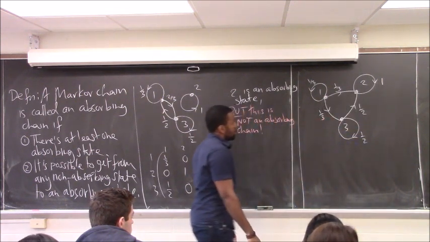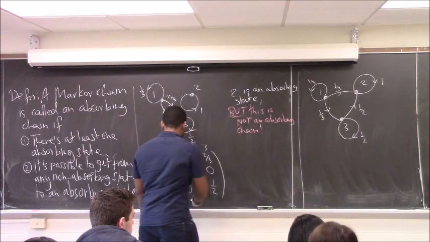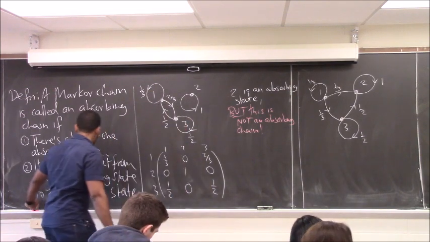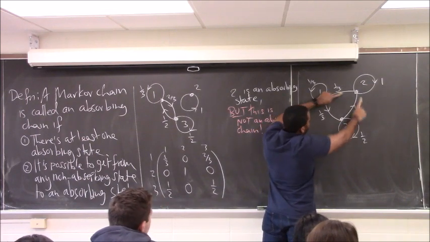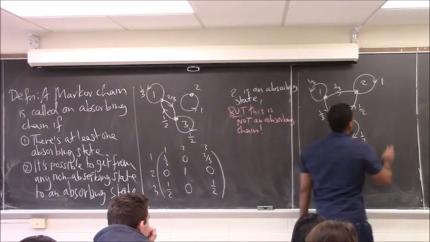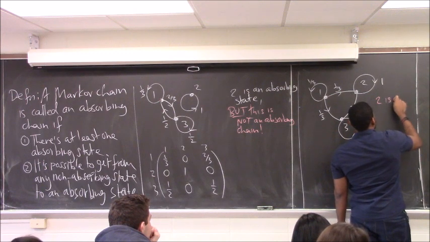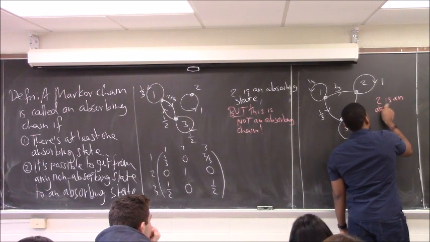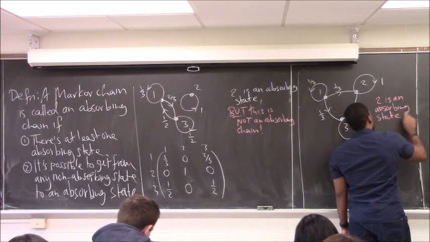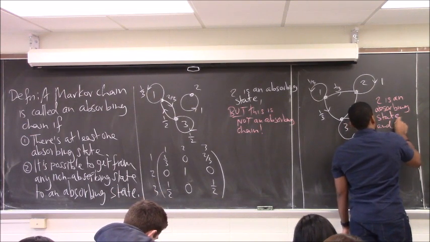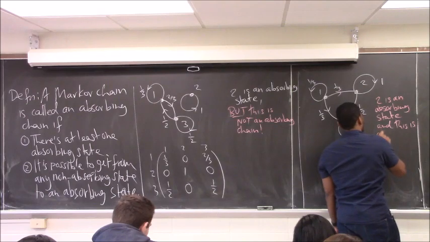You might notice here that 2 is again an absorbing state, and at the same time we have an absorbing chain. Because for all the non-absorbing states, it's possible for them to enter an absorbing state. So 2 is an absorbing state. And this is an absorbing chain.